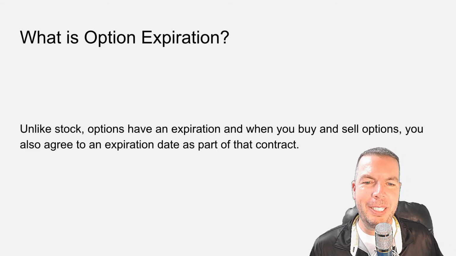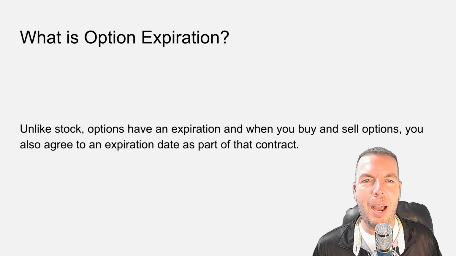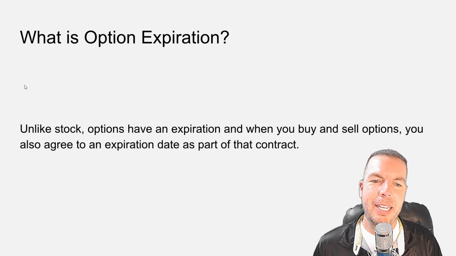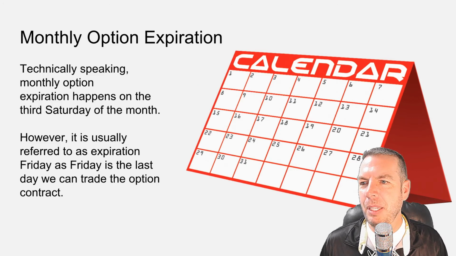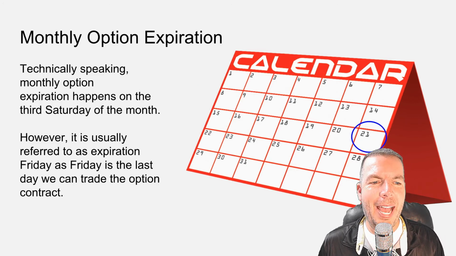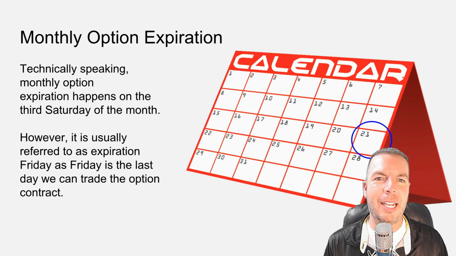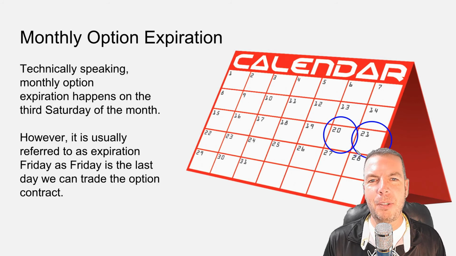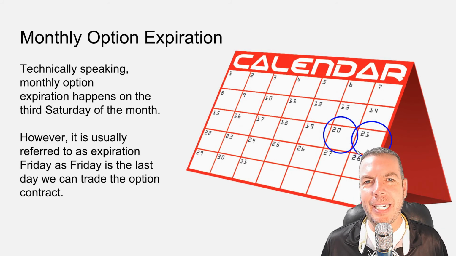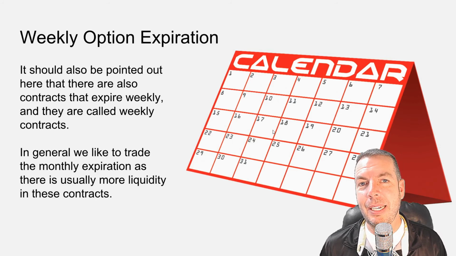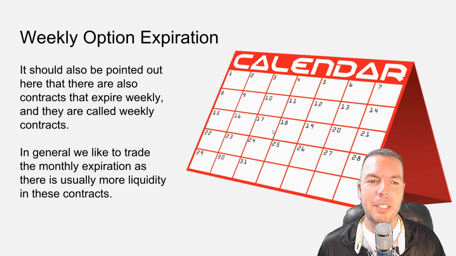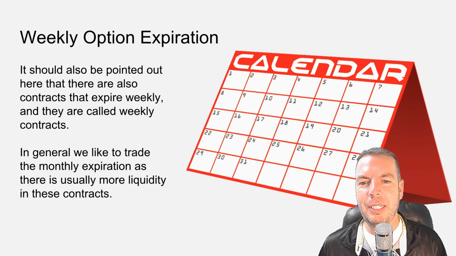Now, unlike stock, options have expiration, and when you buy and sell options, you also agree to that expiration day in the terms of that contract. So when we're trading monthly options or weekly options, technically speaking, the monthly option expiration happens on the third Saturday of every month. But because Friday is the last day that we can actually trade those options, everybody refers to it as expiration Friday. But technically, they do expire on the third Saturday of every month if you're talking about monthly options. Now, if you're talking about weekly options, they're also going to expire on that Saturday, but they expire weekly depending on what option series you're going to pick.